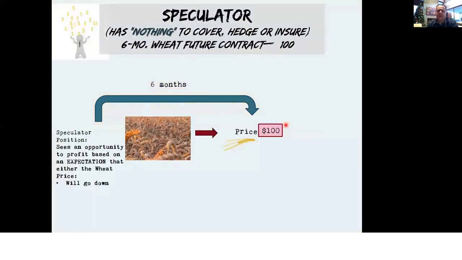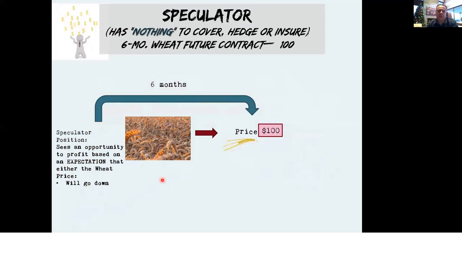Let's take now the view of a speculator. In the case of a speculator, she has nothing to cover, nothing to hedge. So basically she's just betting on the future price of, let's use the same example, the wheat. Let's assume first that this speculator thinks that the price in the future will go down. Of course, that's just an expectation.